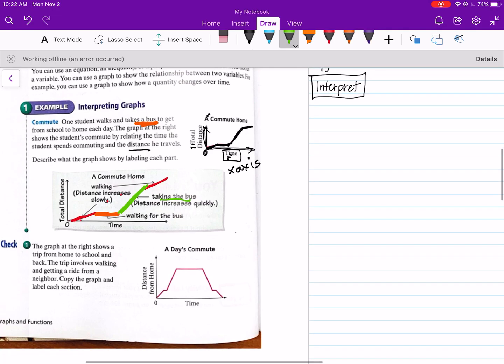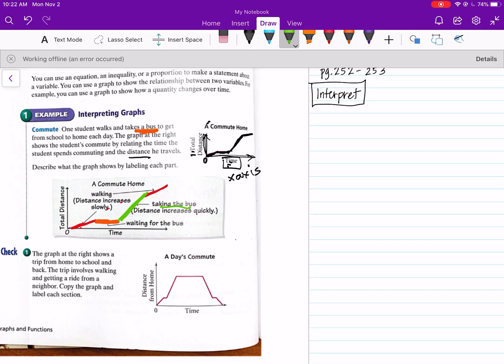So we're going to do the same thing here. The graph at the right shows a trip from home to school and back. The trip involves walking and getting a ride from a neighbor. Copy the graph and label each section. I'm just going to keep my copy right here, but I would encourage you to copy it into your notes. I'm just going to save time and use this one here.